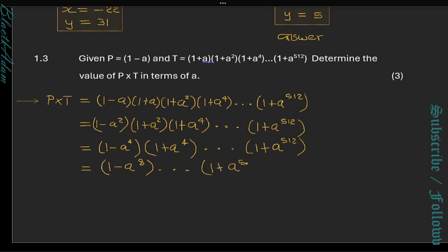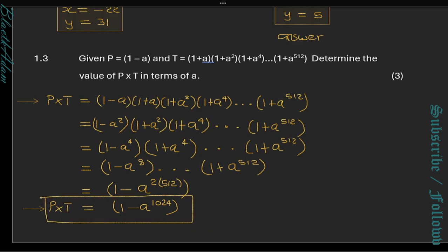So repeating all that series, we find out that when we reach the last answer, we have to double the power of a, and then the middle term becomes negative. So it's going to be 1 minus a to the power 2 times 512. And then that will mean that our final answer, p times t, is going to be 1 minus a to the power 1024. So that's our answer for p times t.